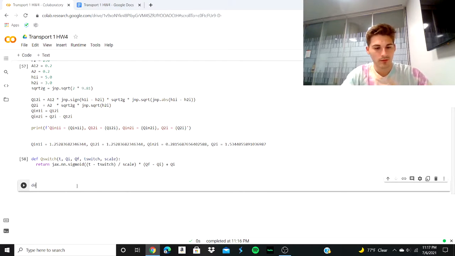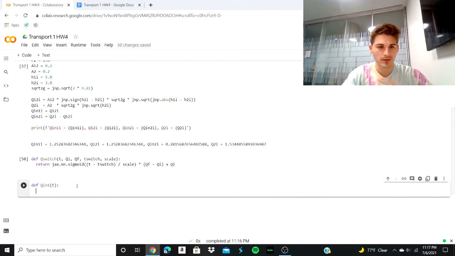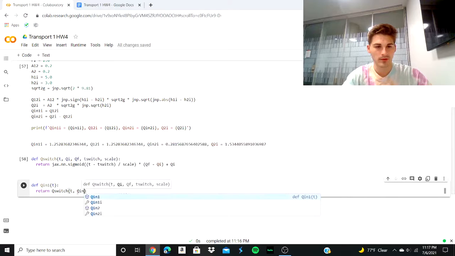So our function for the inlet flow of our first tank is a function of time. And we'll just go ahead and return the QSwitch, and we need to give it a time, and we'll give it this arbitrary time value here that we can eventually input. And then QI, the initial flow, is going to be the initial flow into tank 1.